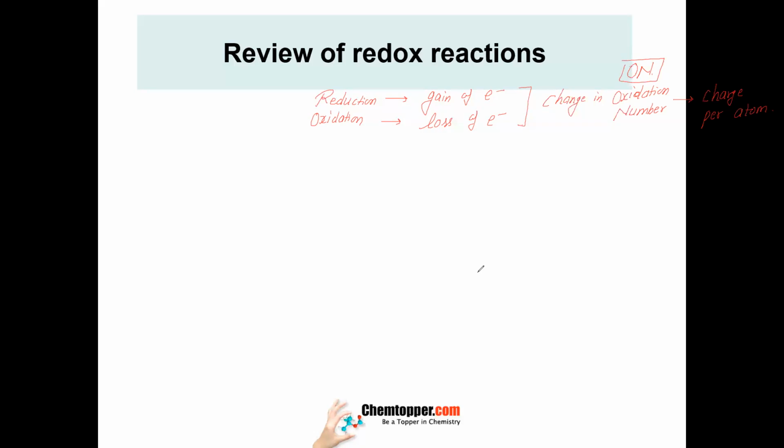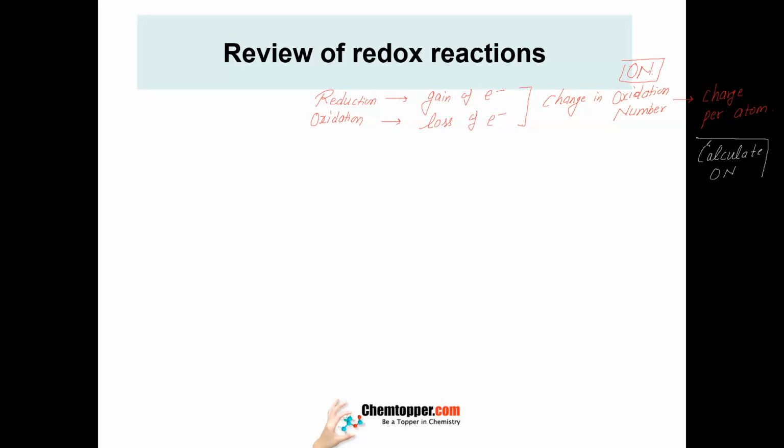So, oxidation number is the important thing. Why I'm giving you a review of this redox reaction? Because I want you to be very perfect in calculating the oxidation numbers. Now, let's see oxidation numbers. Do you remember the rules of oxidation numbers we did earlier? How to calculate oxidation numbers? Rules. I'm writing the rules again. Rules for calculating oxidation number.